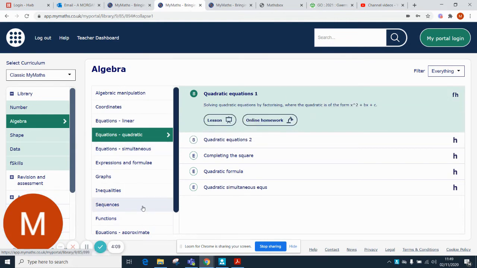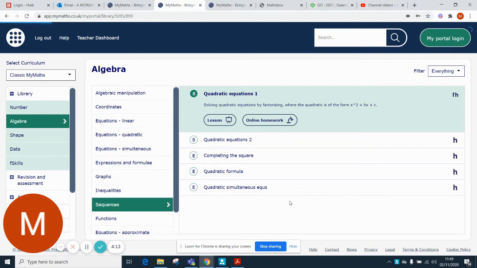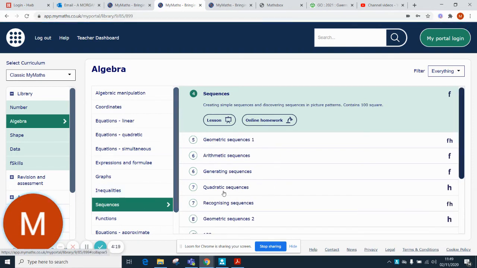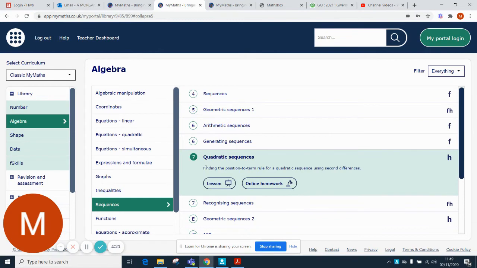And then the other thing on the test was sequences. So click on sequences. Wait for the computer to work. And you've got quadratic sequences here. So you've got the lessons if you want to get it explained to you step by step, because you perhaps missed a lesson or you don't understand it. And you've got the homeworks if you want to practice some questions. I don't have to set the homeworks for you to do them. You can just click on them and do them anyway.